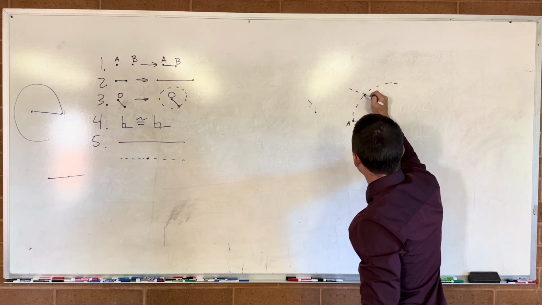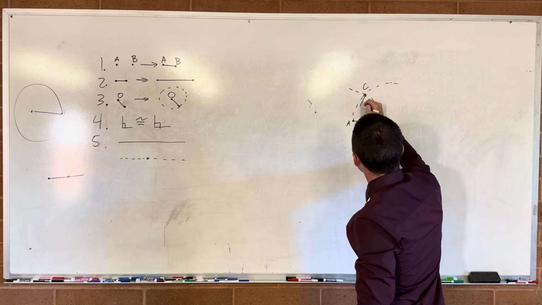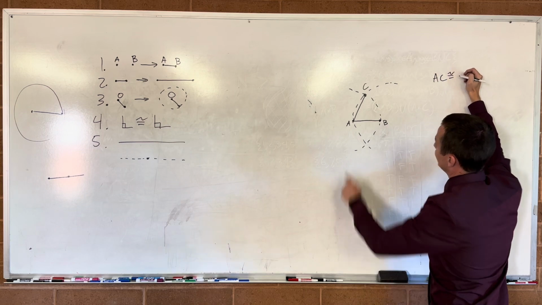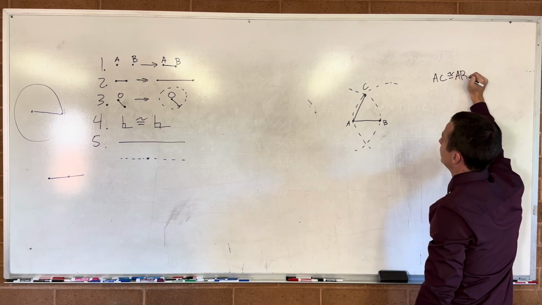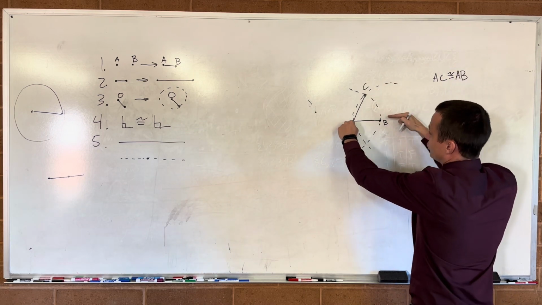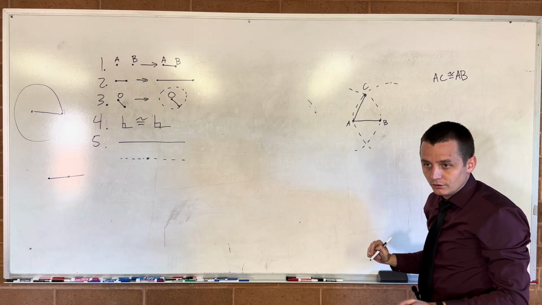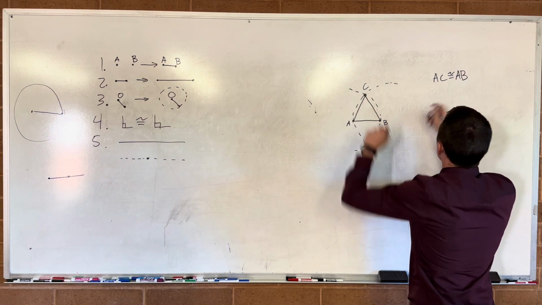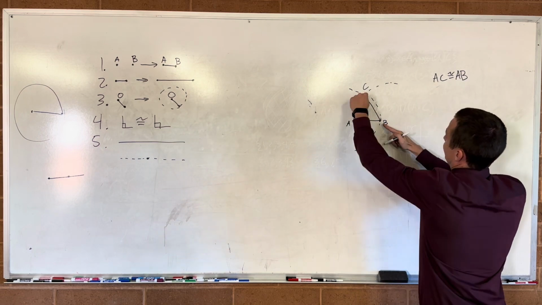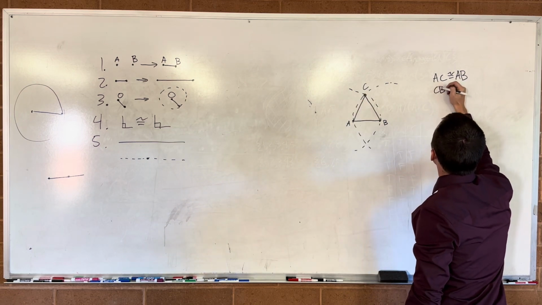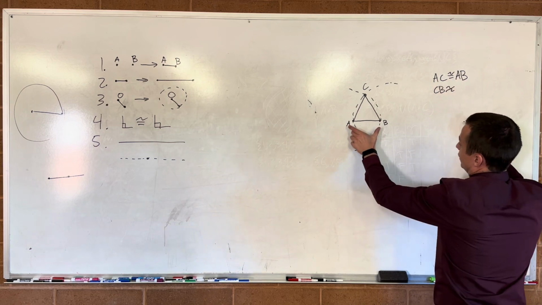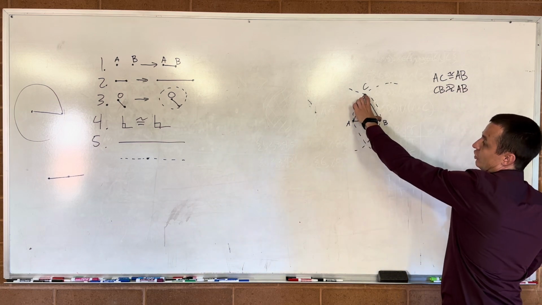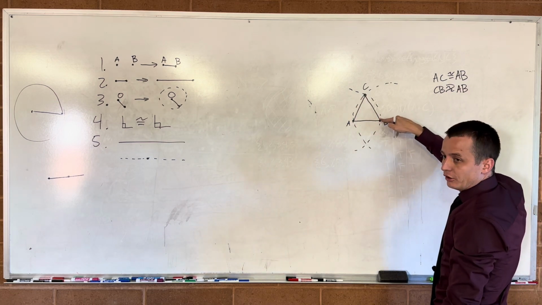Call this point C. Now notice that AC has to be congruent to AB. How do I know? Because they're both radiuses of the same circle. Similarly, I know CB, this line, has to be congruent to line segment AB. How do I know that? Because they're both radiuses of this circle centered over here.